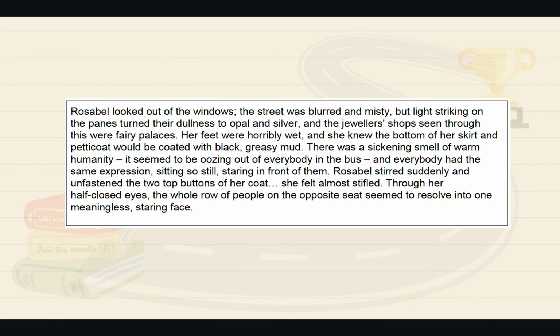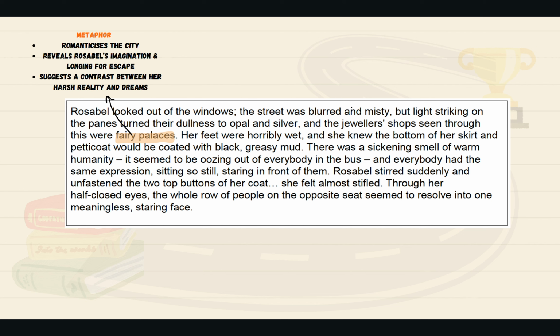Alright, let's have a look at this together then. So the first part I've highlighted here is the quote, "fairy palaces." This is a metaphor, and it's used to romanticize the city and make it look beautiful. This reveals Rosabel's imagination and her longing for escape from the city, and it also suggests a contrast between her harsh reality and her dreams.